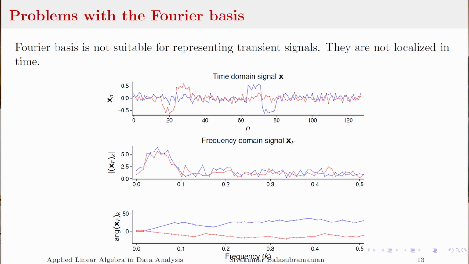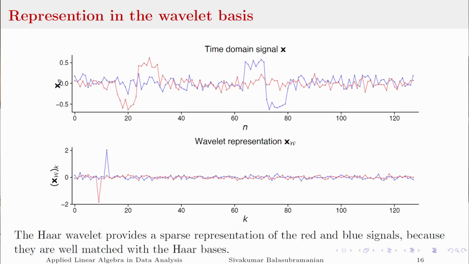Whereas if you look at the Haar, there is a slight difference. For example, I don't know what value this is, somewhere close to 8 or 9. So for the red signal, the non-zero coefficient occurs at 8, whereas for the blue signal, the non-zero coefficient occurs at 10. So the Haar wavelet here does show that there is a difference between these two signals.